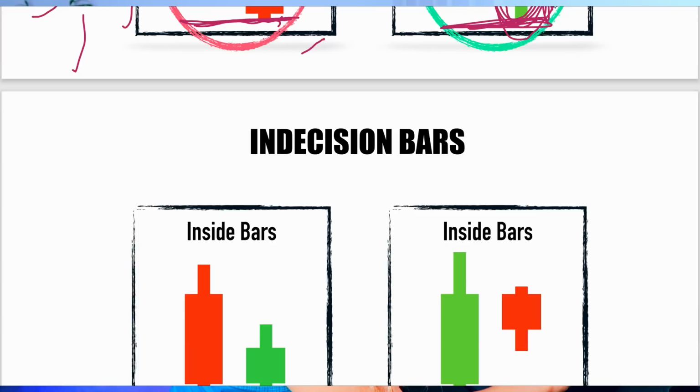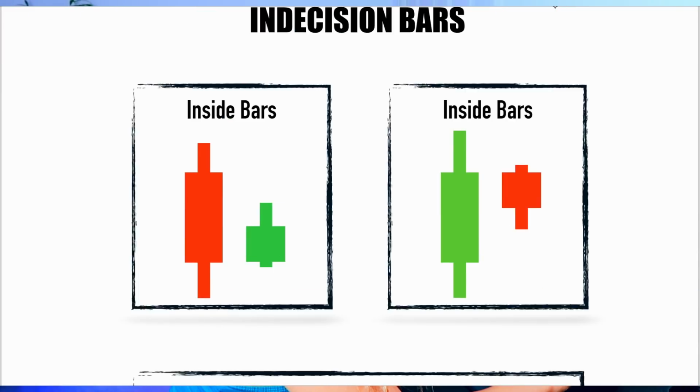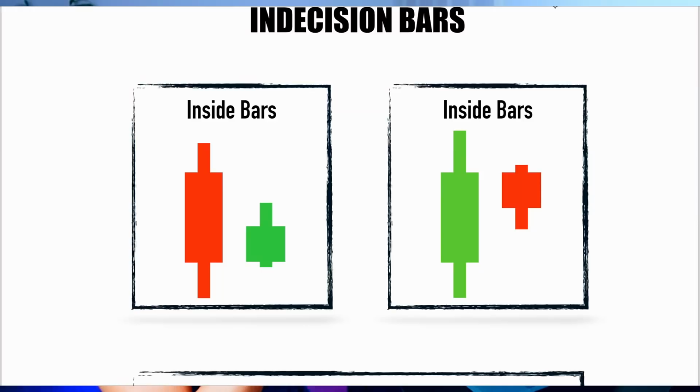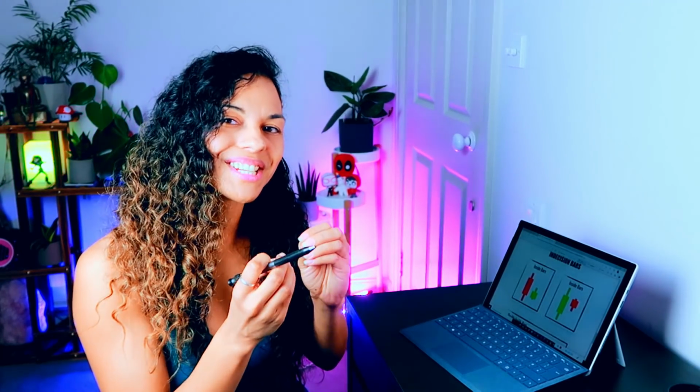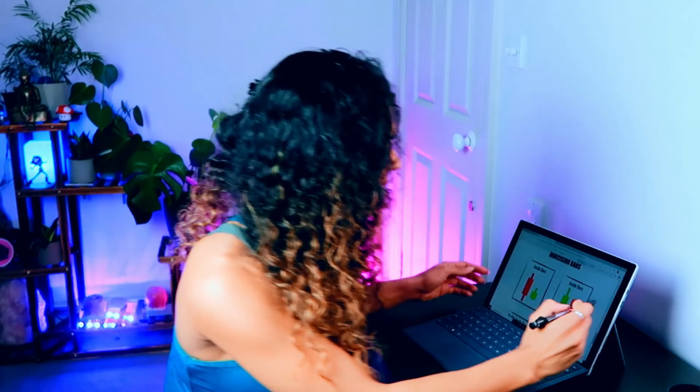Now let's move on to indecision bars. What are indecision bars? An indecision bar represents doubt in the market. Usually, we just don't know what's going to happen next, basically. And we've got bars to represent this as well. So let's have a little look at what those bars are. Inside bars are considered to be indecision bars. So this is pretty much the opposite of what we've just seen.